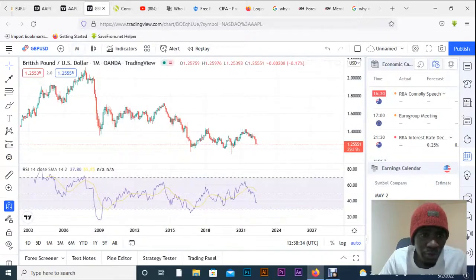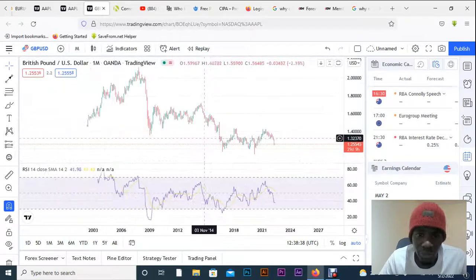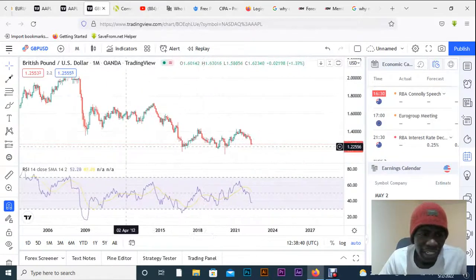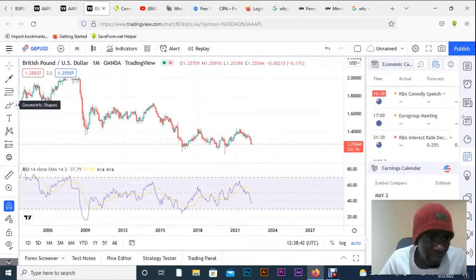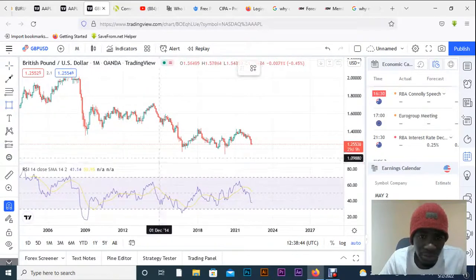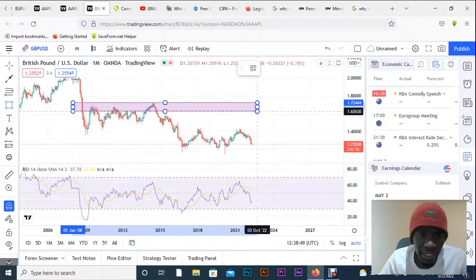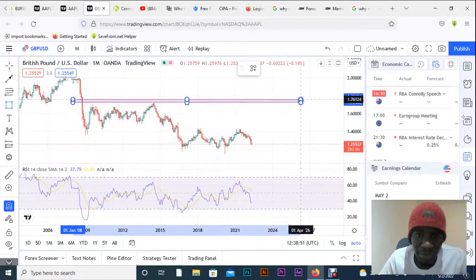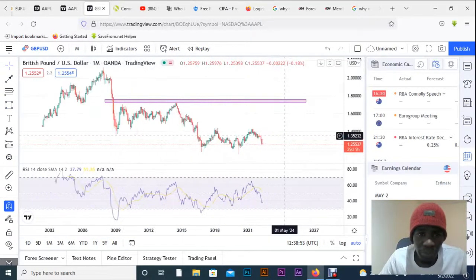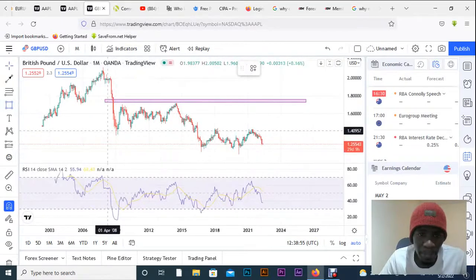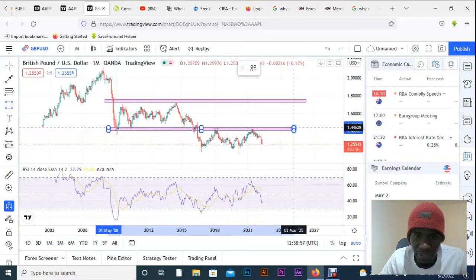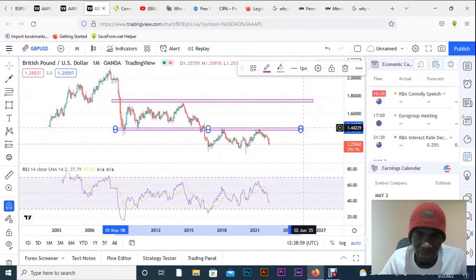We are in the monthly time frame. So what do we do? First of all, we look for key levels, psychological levels. We have to mark our psychological levels. We can see that we have this area here, which was tested multiple times. We also have this area here, guys, which was also tested multiple times.